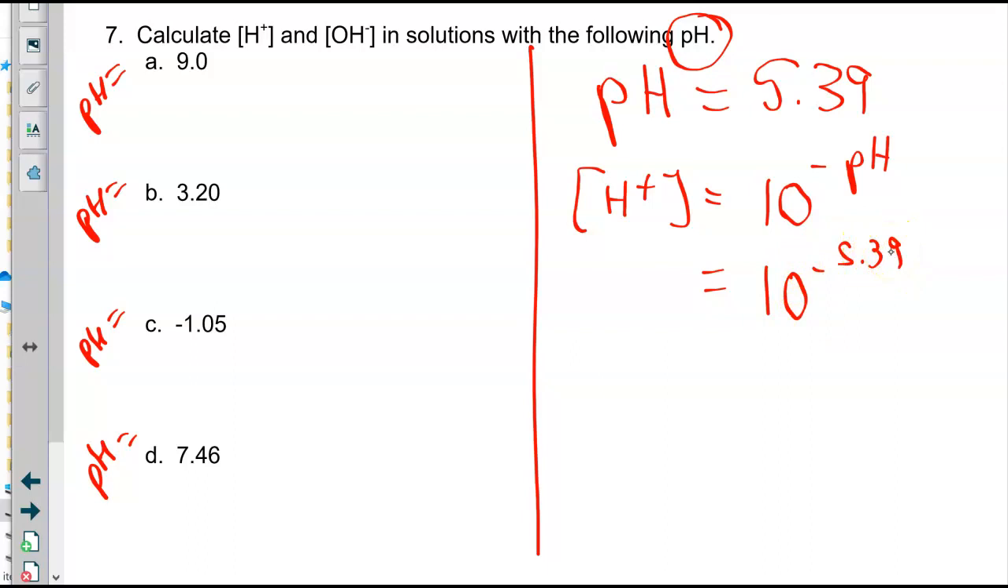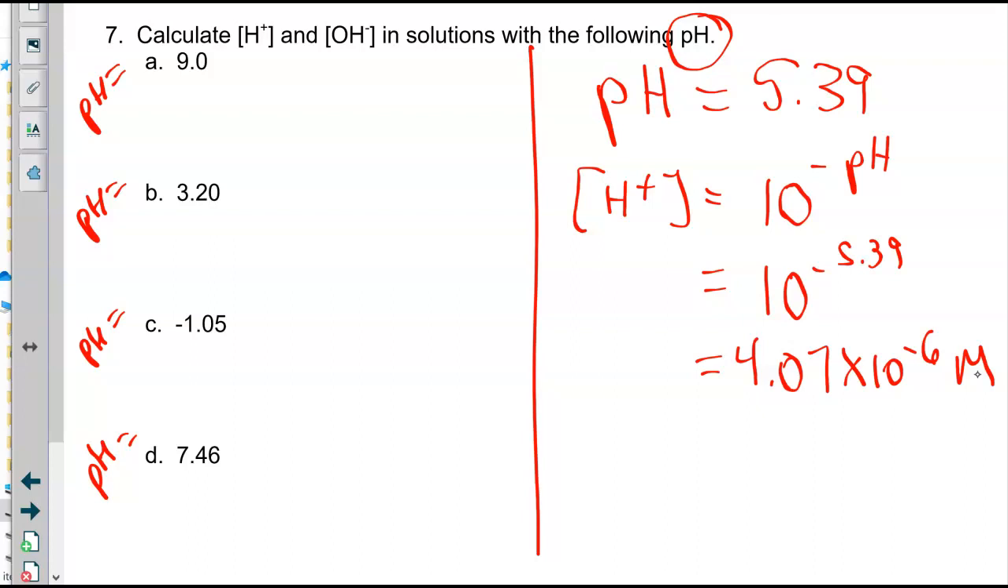You're going to hit the second function of the log button. So I'm going to put in 5.39 or negative 5.39, depending on how your calculator makes you put it in. And then I'm going to hit second log, and I'm going to get that in scientific notation. So either move your decimal or know how to use your calculator. This is going to be equal to 4.07, I'm ignoring sig figs, times 10 to the negative 6, big M. And now I need the OH minus concentration.